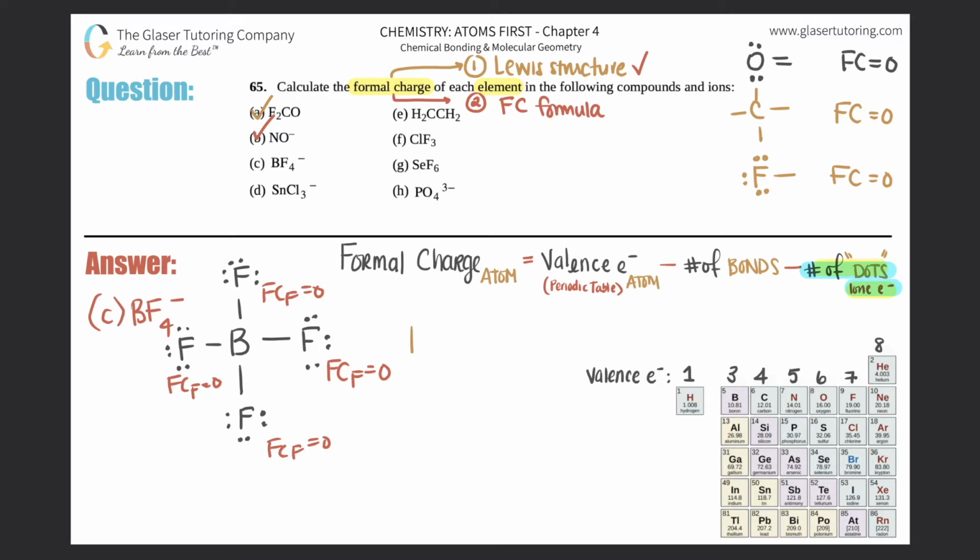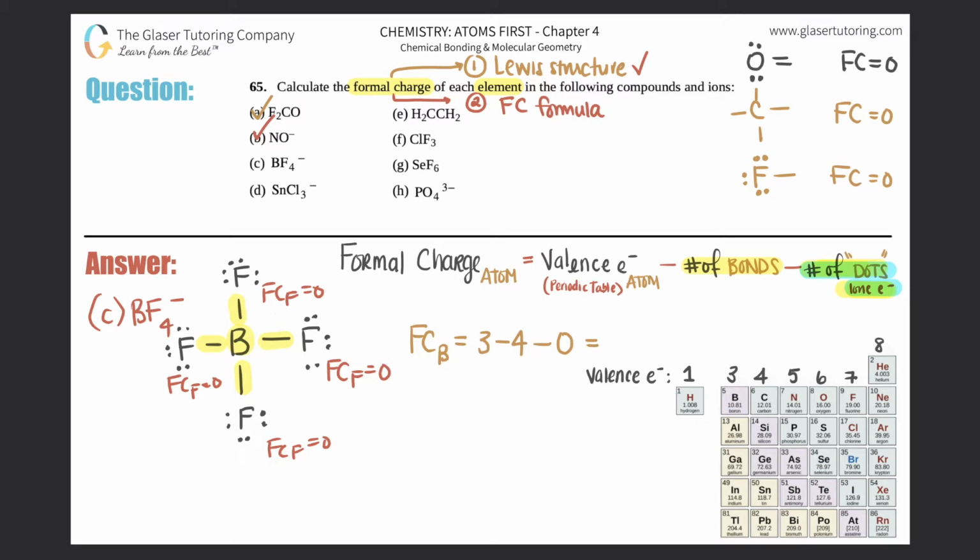Now we just have to do the formal charge for boron. So, start with your valence electrons. Boron has a valence of 3, so it would be 3 minus number of bonds. How many bonds does this boron have? 1, 2, 3, 4. So 3 minus 4 minus number of dots. Is there any dots around this boron? No, right? There's no dots. You don't see any dots like that around the boron. So that would be 0.